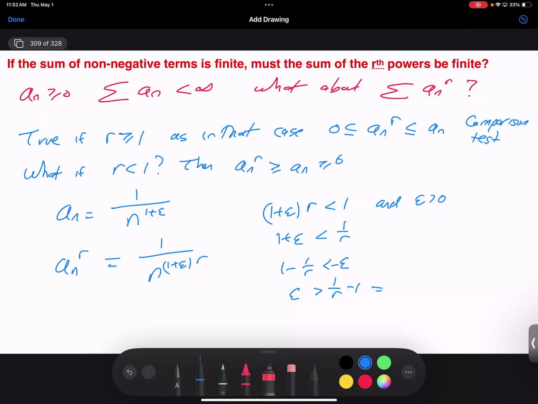So r is less than 1. So when it's 1 minus r over r. So that is, I think the sign should flip. Oh, sorry, I swapped the side. Right, sorry, thank you.